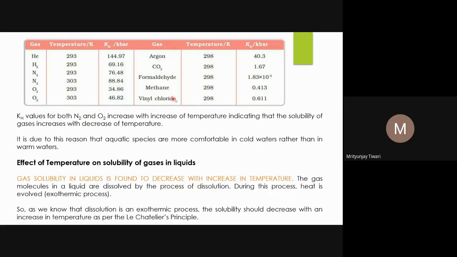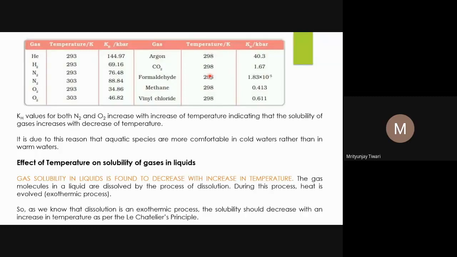Now above all these values, even for these gases, this is also not going to be less than this. So among all the gases, one can consider the formaldehyde solubility in water is maximum at 298 Kelvin. And this one can also understand very easily, like dissolves like.